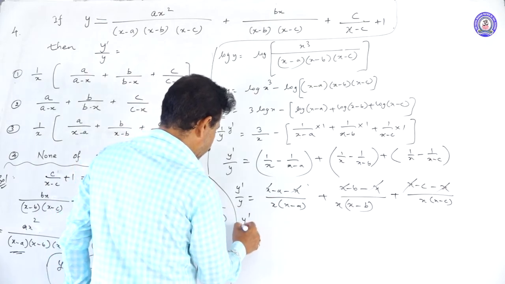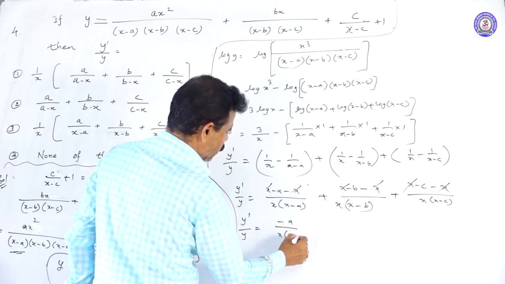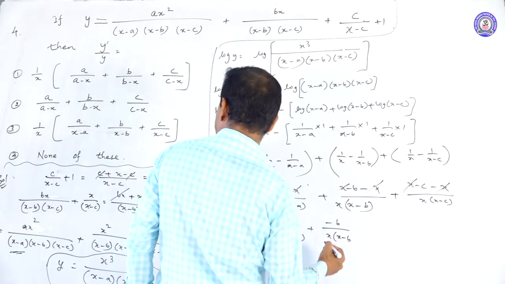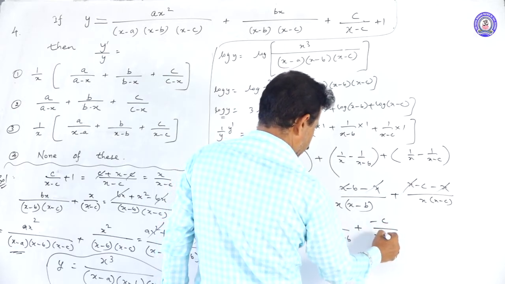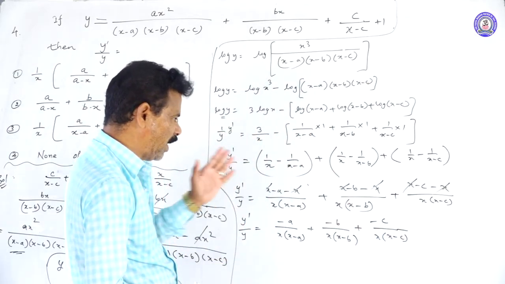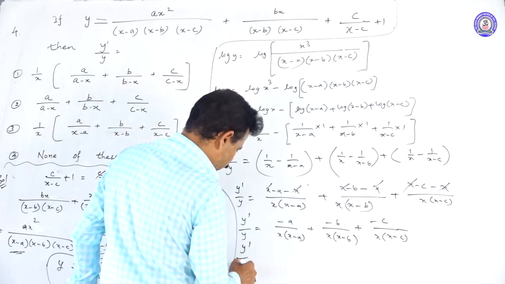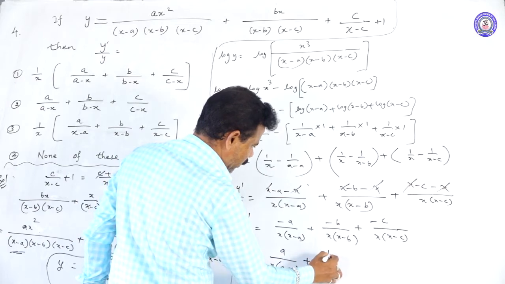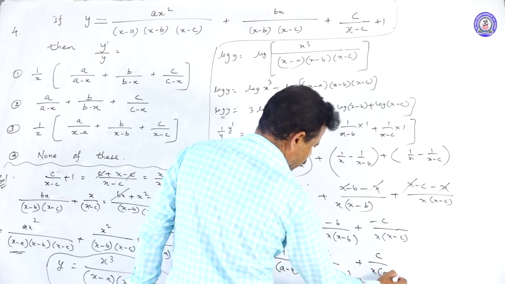So here, y dash by y is equal to minus a by x into x minus a, minus b by x into x minus b, plus minus c by x into x minus c. In each and every term, minus is there. So minus multiplication, denominator and numerator, we get y dash by y is equal to a by x into a minus x, plus b by x into b minus x, plus c by x into c minus x.